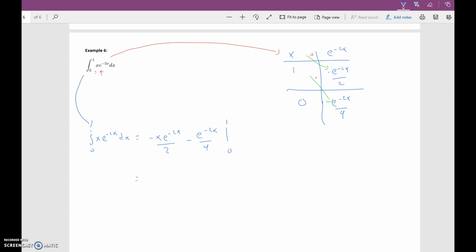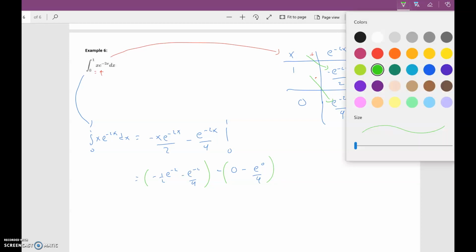So plugging in the 1 is actually going to give us a negative 1/2 e to the negative 2 minus an e to the negative 2 divided by 4, minus. And then when we evaluate the 0, the first term is going to cancel and we're just going to have a minus e to the 0 divided by 4.